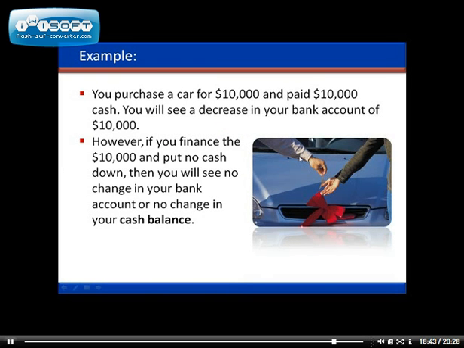So let me give you an example of that. Let's say, for instance, you were to purchase a car for $10,000 and you paid $10,000 cash for that car. Well, your bank account will actually see a decrease of $10,000 because you paid cash for that car. However, if you were to finance that car for $10,000 and you put no cash down, then you will see no change in your bank account, hence no change in your cash balance. So cash flow, once again, is dealing with only cash.